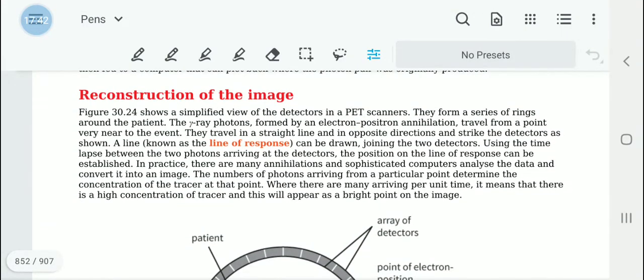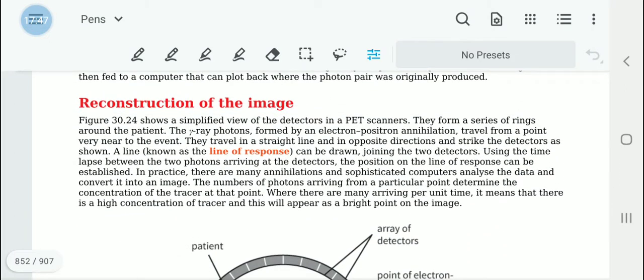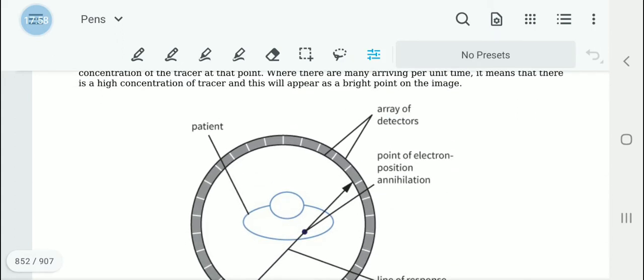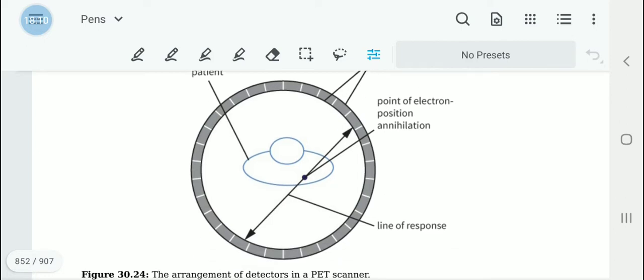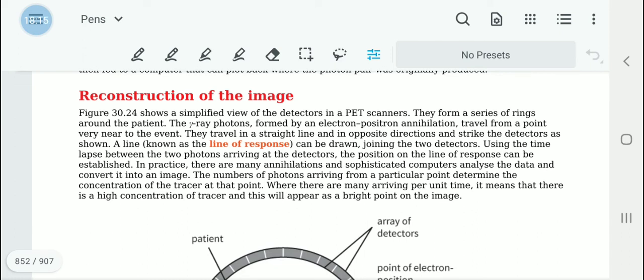Now, however, this part is a little bit important, reconstruction of the image. So here what happens is, in a detector, now the patient is here, the detectors are in the middle, the detectors are all around. Then the point of electron positron annihilation is actually inside the patient. Then there is something called a line of response. So let's discuss how it is going to happen here. Now, this is a simplified diagram.